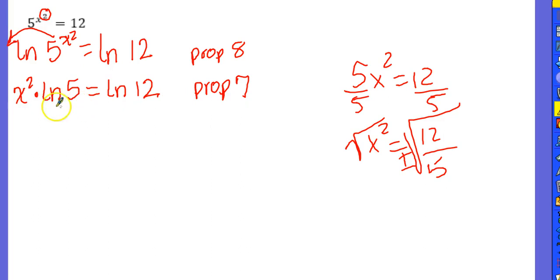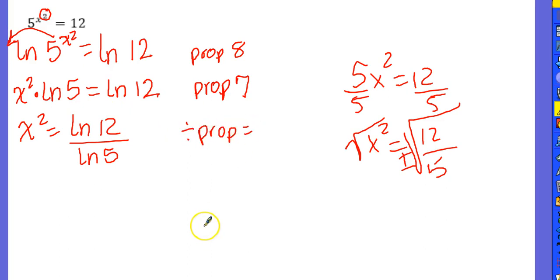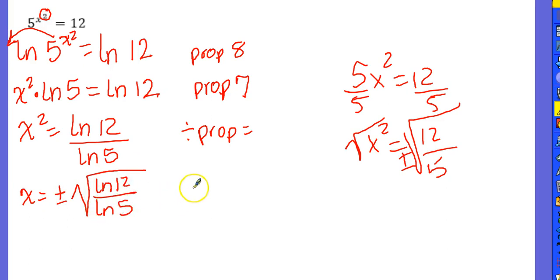So we're going to divide by the natural log of 5. So x squared equals the natural log of 12 divided by the natural log of 5. I just divided both sides by the natural log of 5, which is the division property of equality. Whatever I divide on the left, I divide on the right. And then I'm going to take the square root of both sides. So x is equal to positive or negative square root of natural log 12 divided by natural log 5. You know what that's called? The square root property.